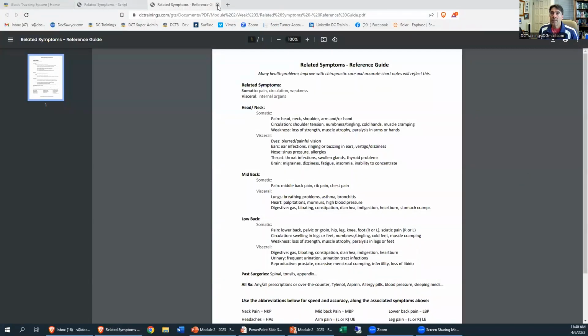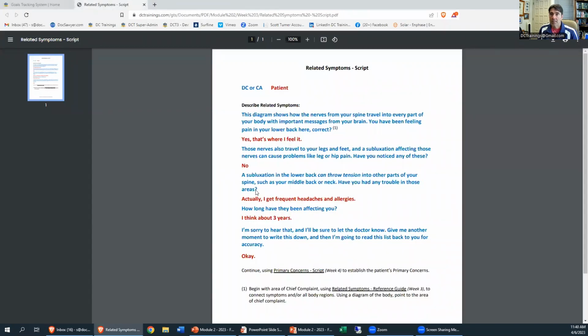Anyway, so let me go ahead and move on and talk about the rest of this consultation process. So we covered the related symptoms, right? There's a related symptoms script here. And this is a very short script, but it ties in with that whole prior page that I showed you. There's a lot of symptoms on there. And I have a CA who just passed this script and she nailed it. It was great. So we did a lot of role playing and testing, and she passed it. She did a great job.